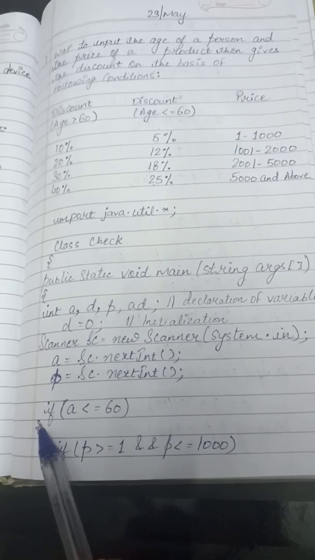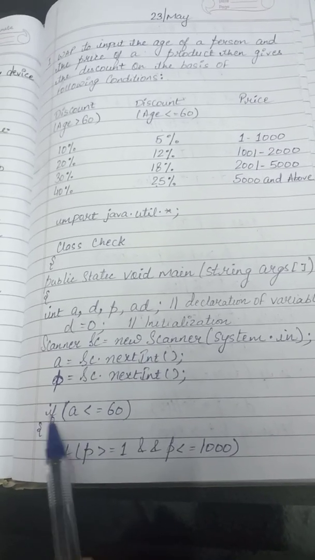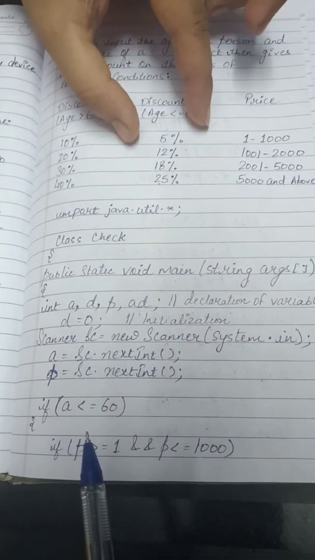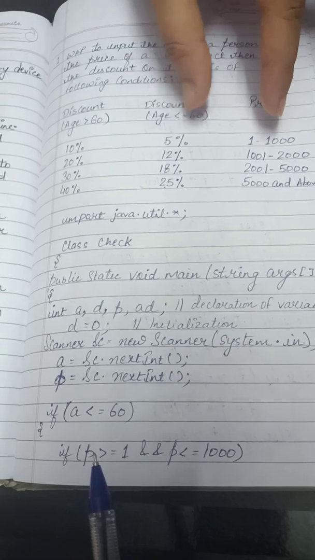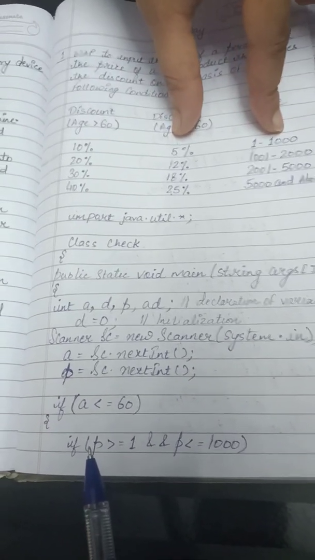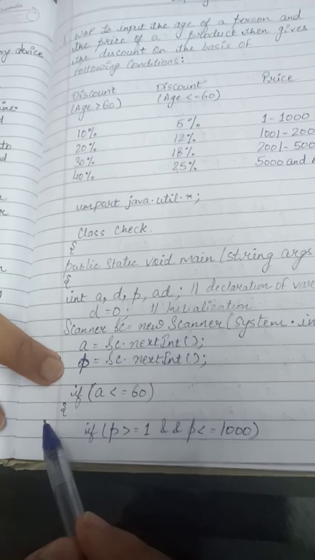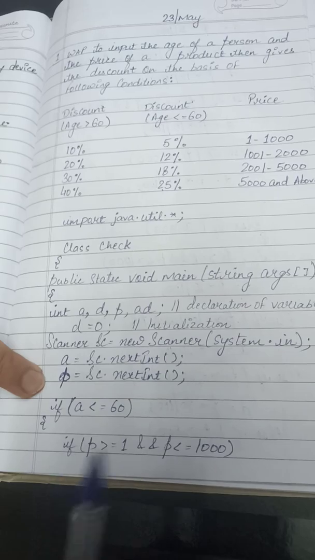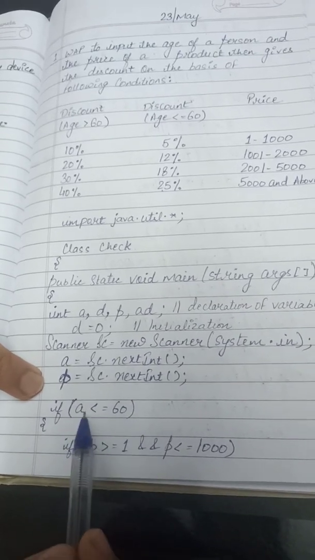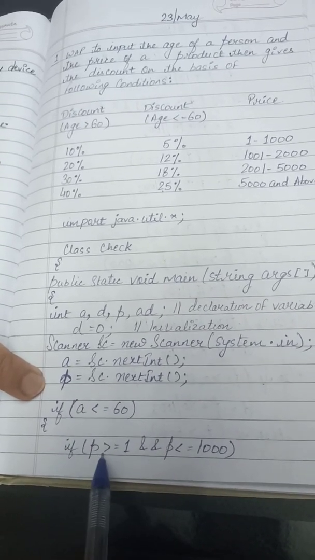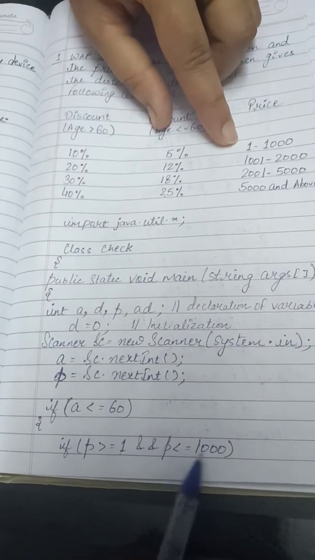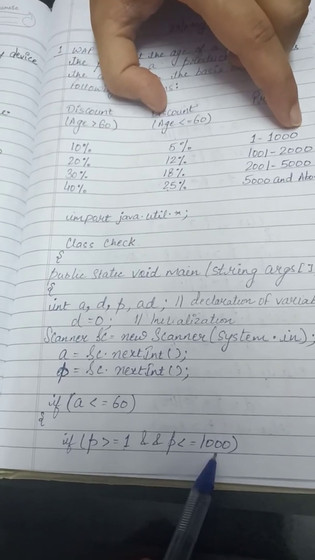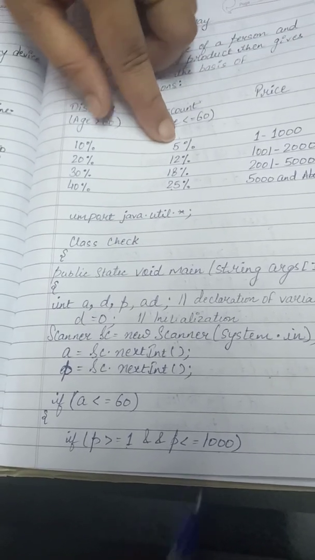Now next I have applied the if condition. If a is less than or equal to 60, first we will check for this condition. If a is less than or equal to 60 and the price is this, then what is going to happen? How will the discount be calculated on the basis of age less than or equal to 60? Now if age is less than or equal to 60 and the condition is true, it will check if price is greater than or equal to 1 and price is less than or equal to 1000. You can see for price 1 to 1000 and age less than or equal to 60, the discount is 5%.